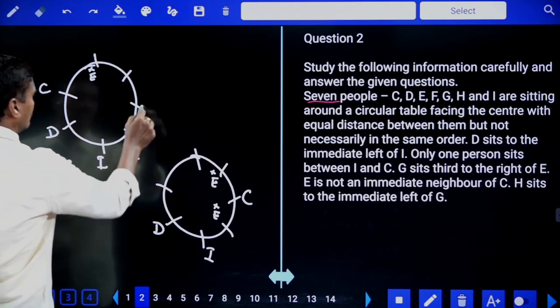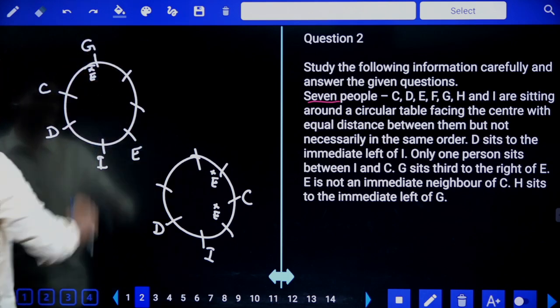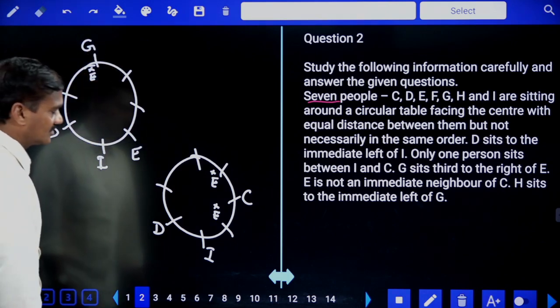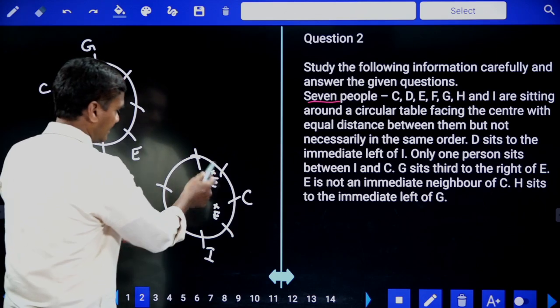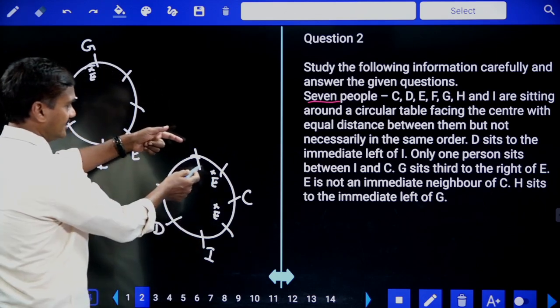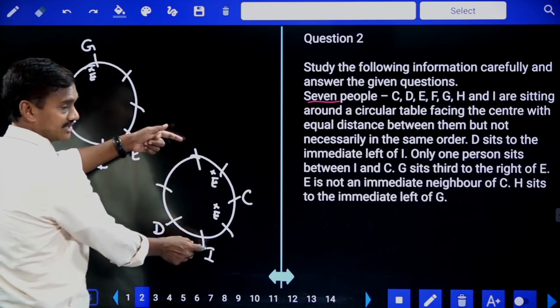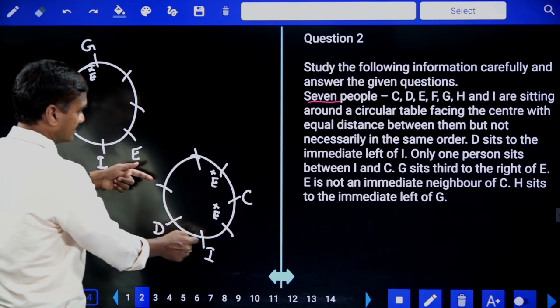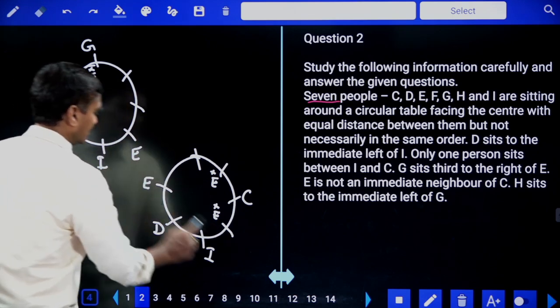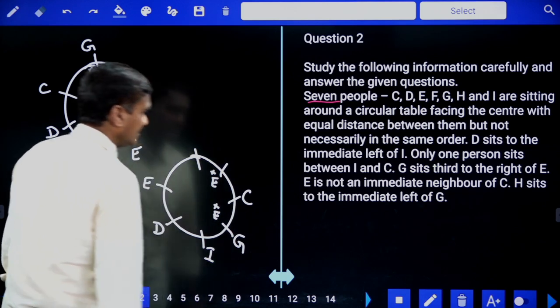E is here: 1, 2, 3. G sits third to the right of E. And again, E cannot be in these two places. If E is here, 1, 2, 3, where can G be? Not possible. E is here, now G sits third to the right of E.